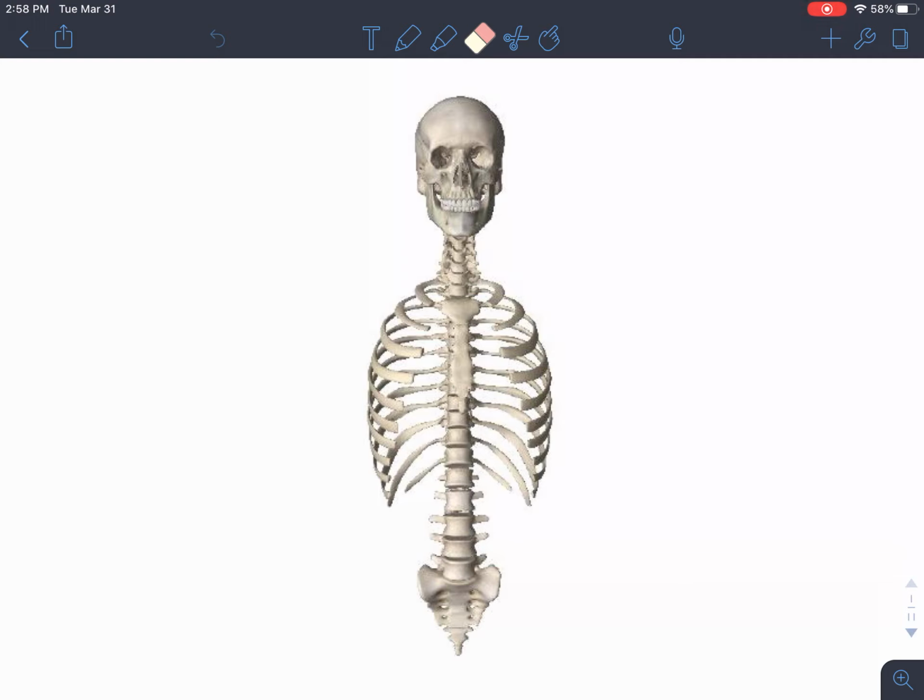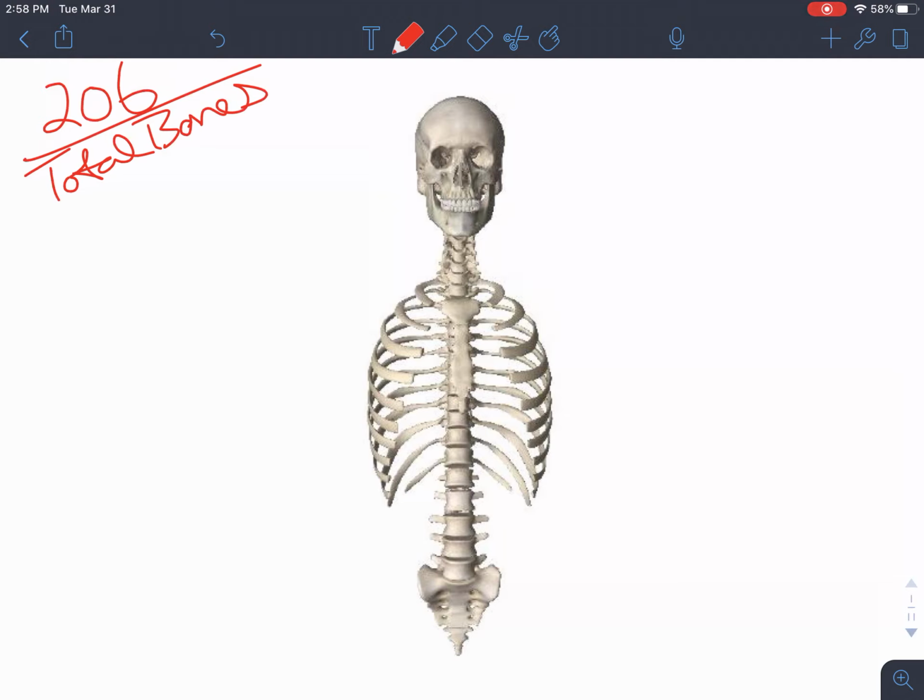All right, so the skeleton. We're going to learn bones and bony landmarks. We're first going to start with breaking down the skeleton. Does anybody know the total amount of bones we have in our body as mature adults? 206. Okay, total bones. We're born with more, like 300 to 350, but then they fuse together as we get older.